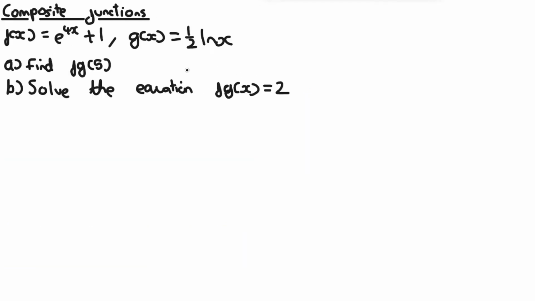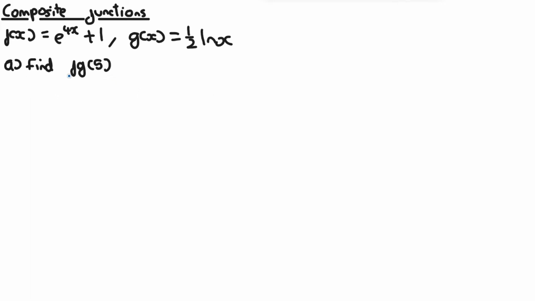So here's an exam style question they could ask you. It's quite common for composite functions to use e to the power of x and the natural log of x, because they simplify down quite easily, as we'll see. So for part A, we need to find fg of 5. So the first thing we need to do is find fg of x. So this means that it's going to be f of x, but we replace every single x with g of x.